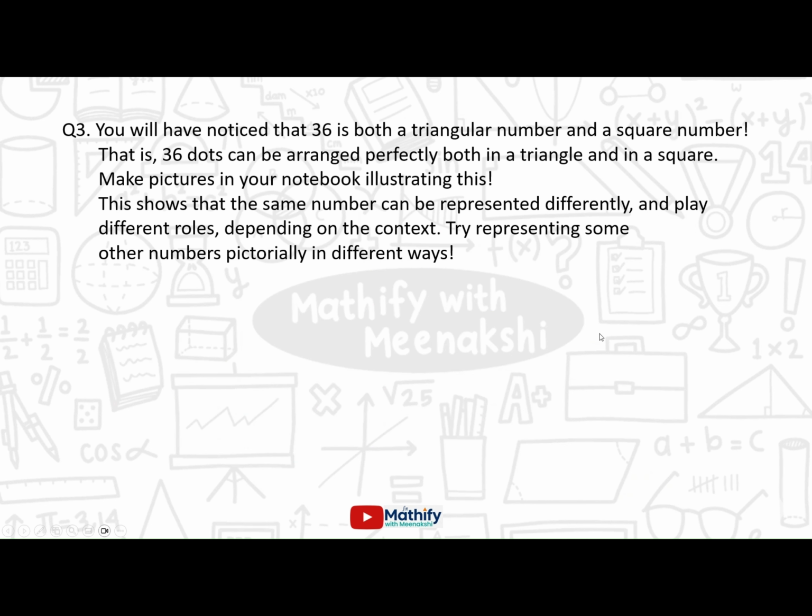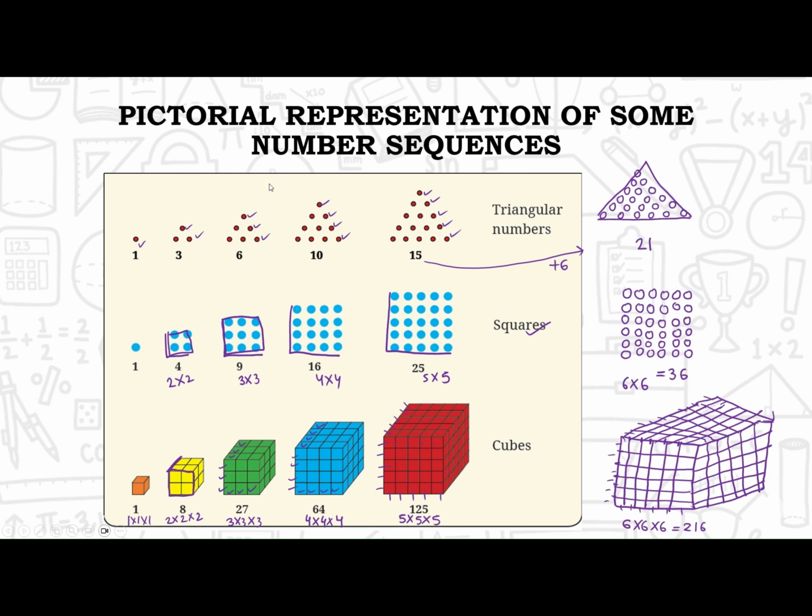Yes. Now let's move to the third question. You will have noticed that 36 is both. They are saying 36 is both a triangular number as well as a square number, as 36 can be arranged perfectly both in a triangle and in a square shape. So make pictures in your notebook illustrating this. So I will draw 36. We have drawn this before, so I will not draw that again. Yes, you can see that here we have already drawn that 36 for square.